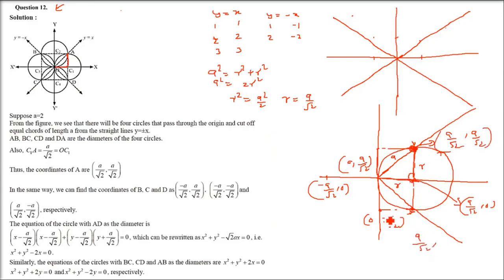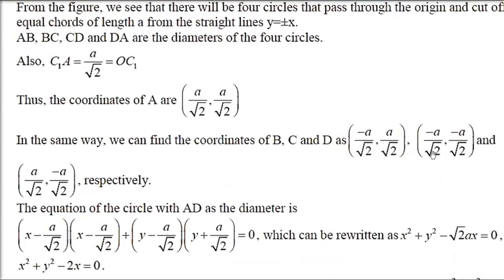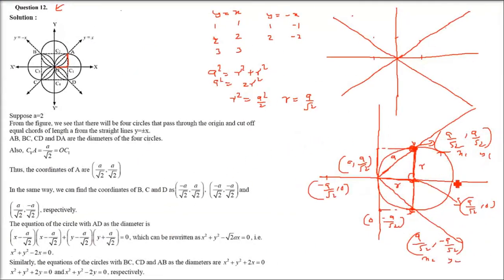What about the other point? X is a by root 2, y is minus a by root 2. So this is the second endpoint of this diameter. Now we have x1, y1 and x2, y2, and we can find out the equation. Don't worry about this. Just say x minus x1 into x minus x2 plus y minus y1 into y minus y2. All these we know now: x1, y1 and x2, y2.